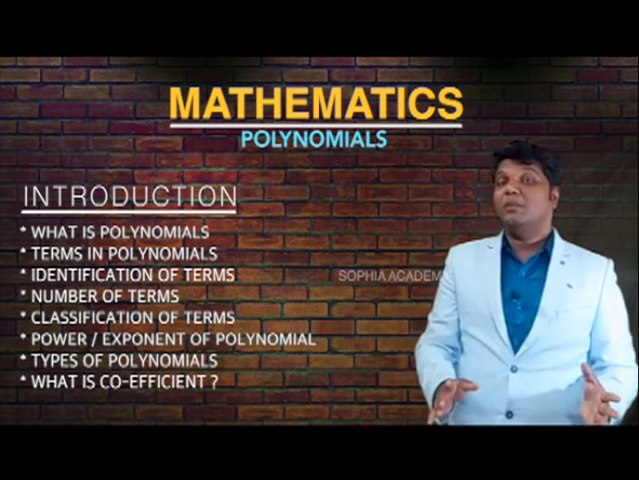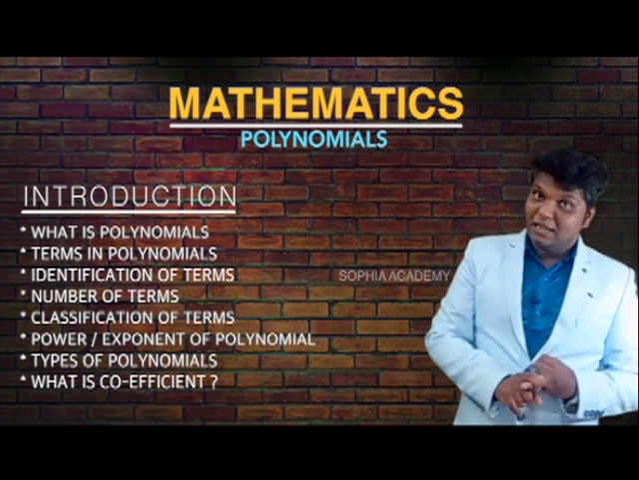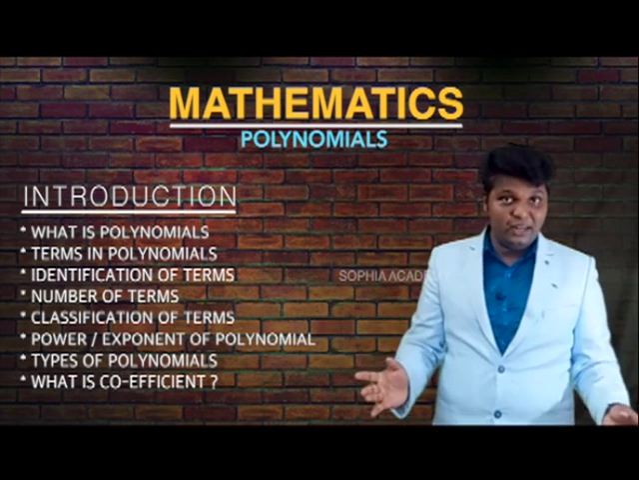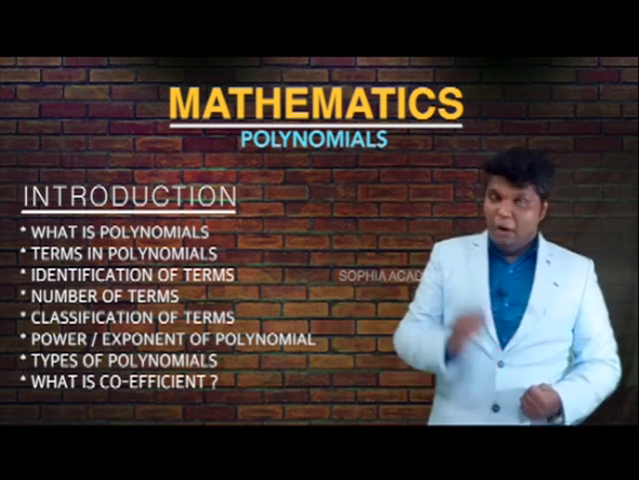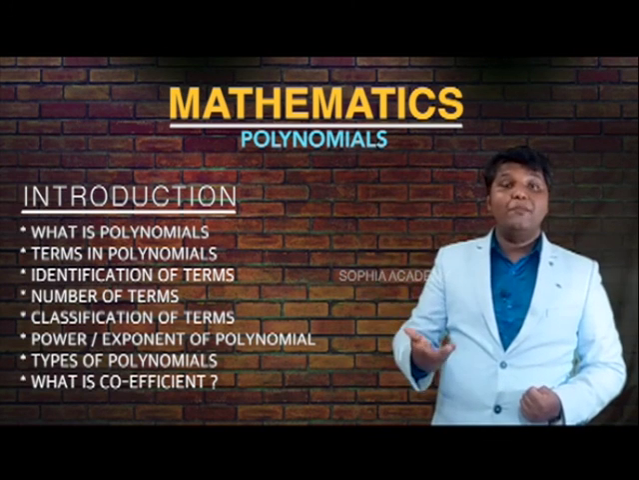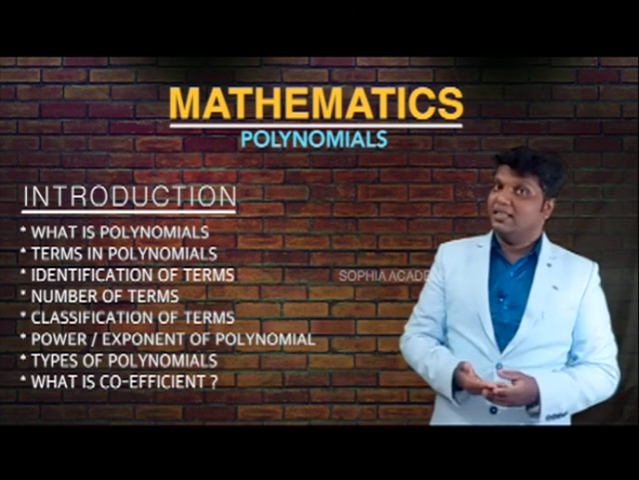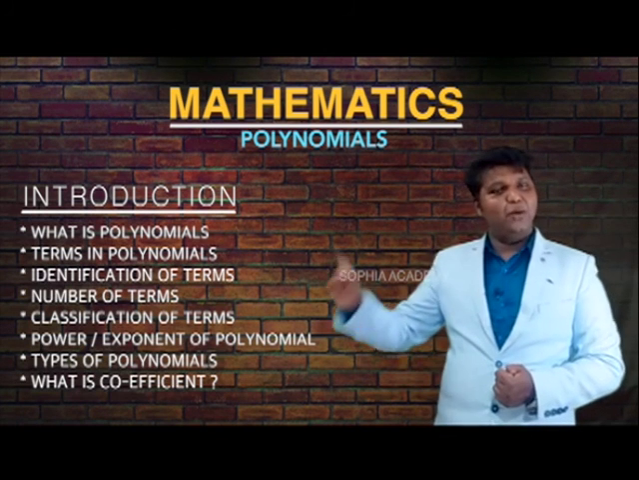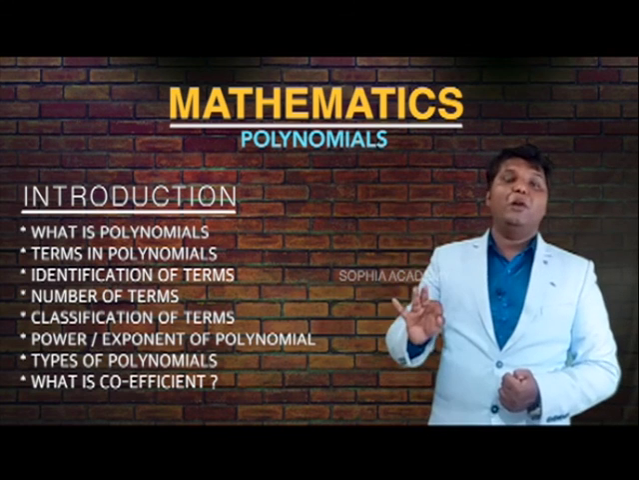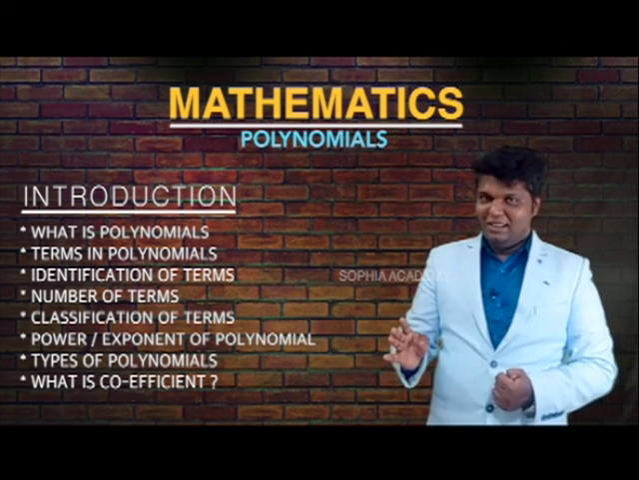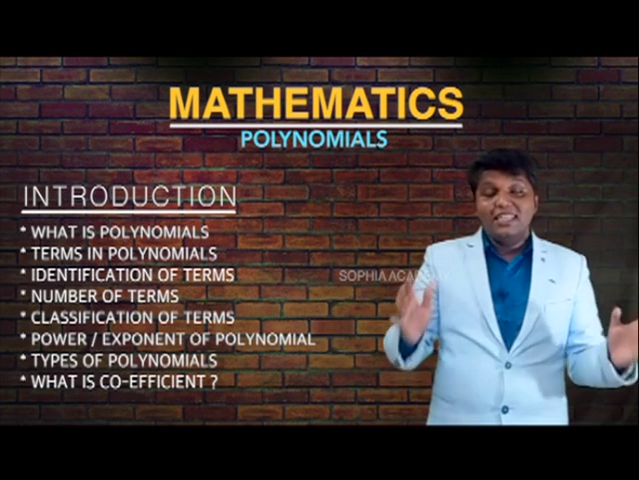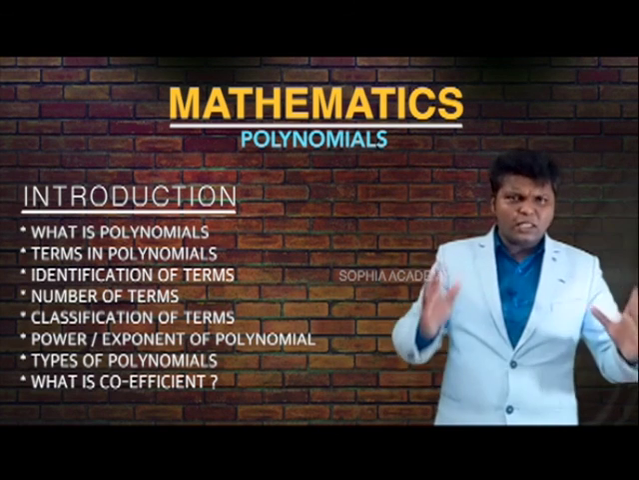So what is a polynomial? How many terms are there? How to identify the terms? Regarding the number of terms, how are they classified? Then what is called the power of a polynomial, or in other words, the exponent of a polynomial? By seeing the exponent, how can you understand the degree? By seeing the degree, how can you identify whether it is a linear polynomial, quadratic polynomial, cubic polynomial, or biquadratic polynomial? Then what is the term coefficient called? These are the things which we discussed right now. So this is all about the introduction part.